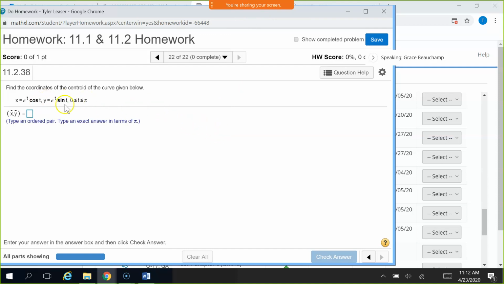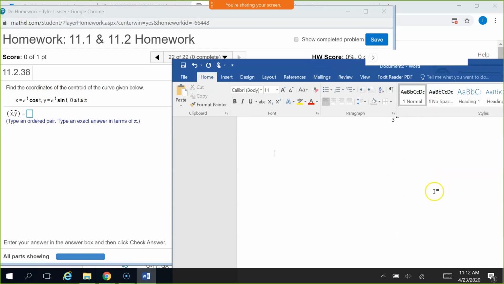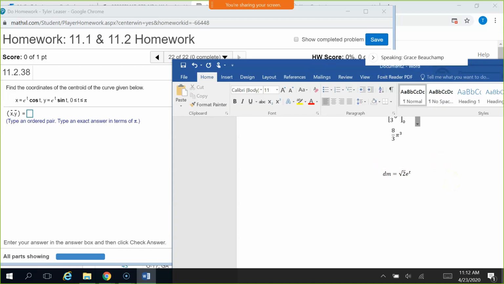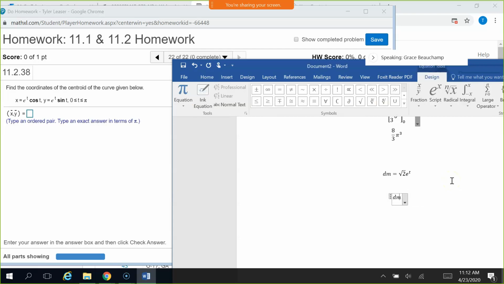Okay, so I did make a video separately about just this one. It's in Moodle somewhere. I just did it last night, so it's okay if you haven't seen it yet. Are you okay with getting the dm value? Does that look familiar? No. Okay, cool. So the dm is the differential of the mass of this shape, and this shape ends up being a wire. To find that dm, you have to do the square root.